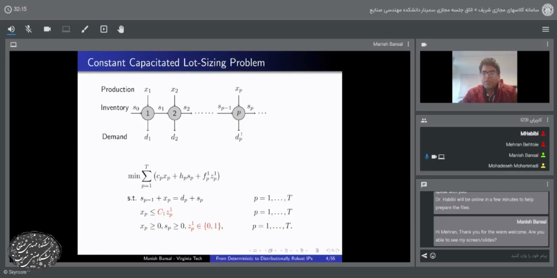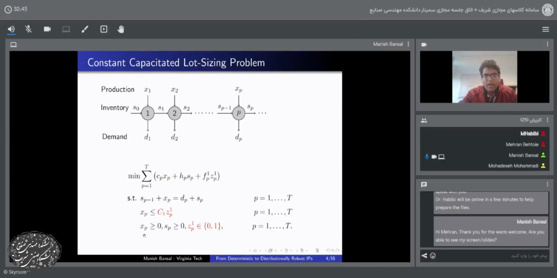And since we have a fixed cost, we associate a binary variable Z1P. If I'm going to set up a machine on day P, then Z1P will have a value of 1, which means that the production in that time period will have an upper bound of C1. And in case I decide not to produce on day P, then Z1P will be equal to 0, which will force XP to be equal to 0, which means that there is no production on that day.